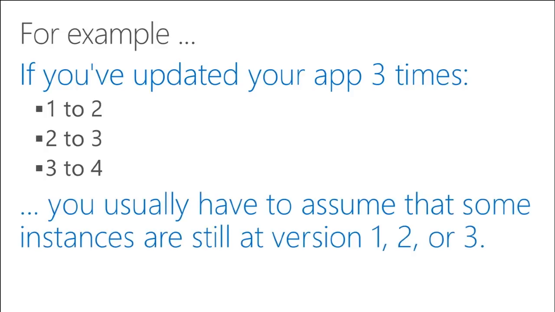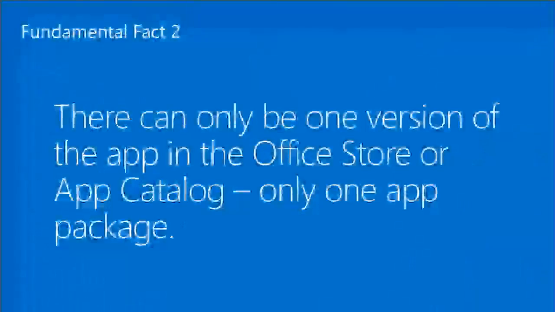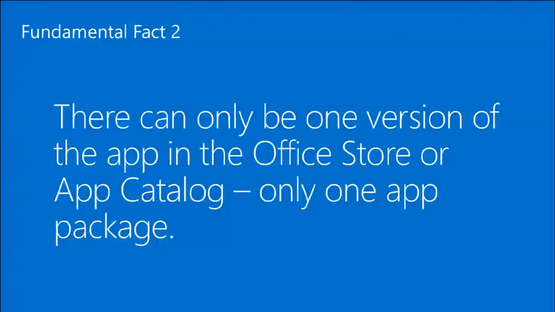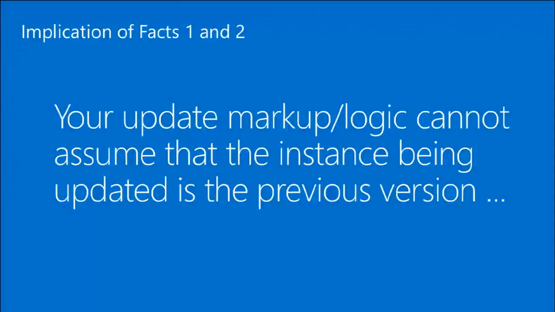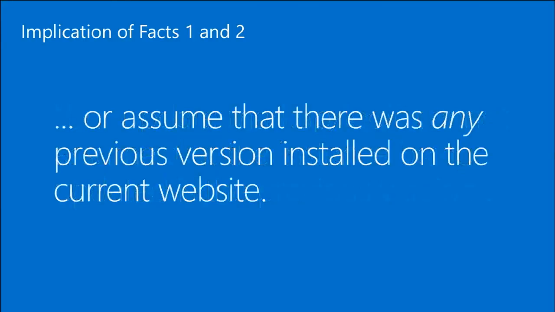Fundamental fact number 2. There can only be one version of the app in the Office Store or the app catalog. Only one app package. The implication of these 2 facts is your update markup logic cannot assume that the instance that it is updating is the previous version. For that matter, it can't assume that there was any previous version. It might be that the app is now being installed for the first time on the particular website.